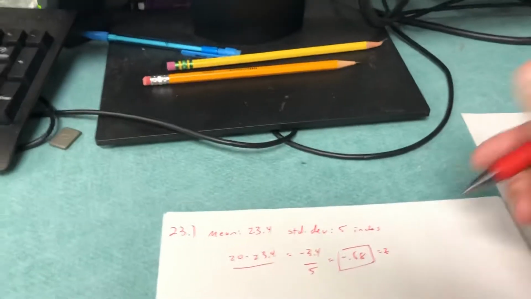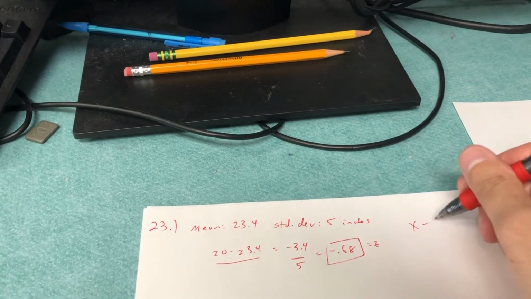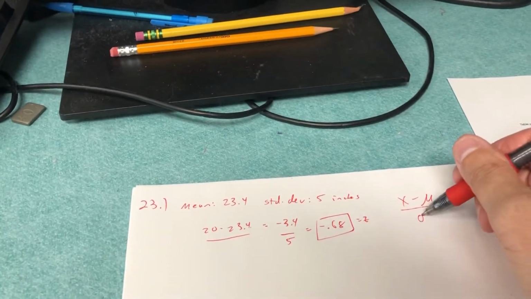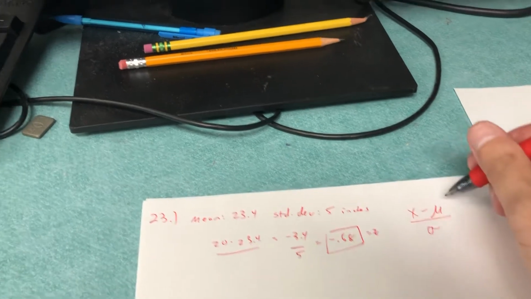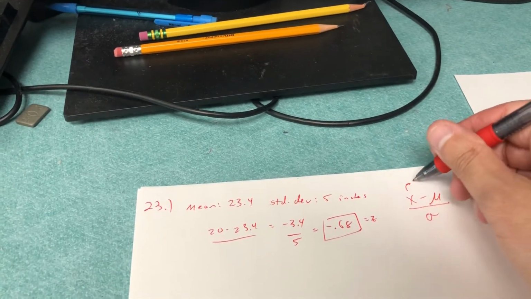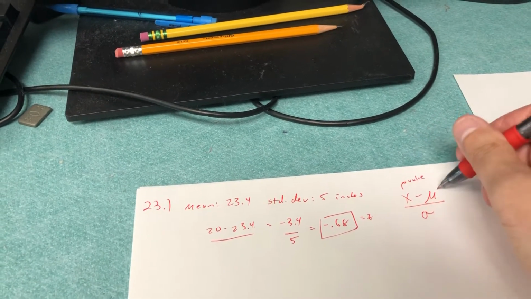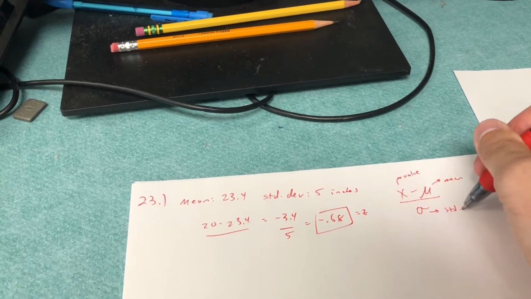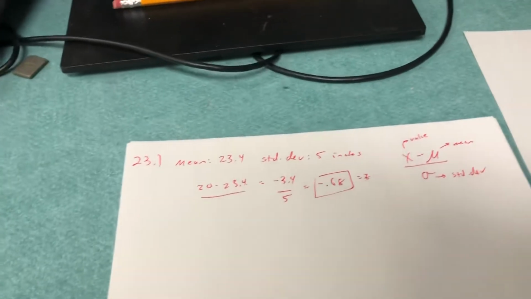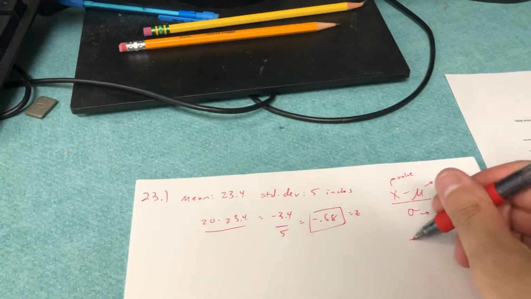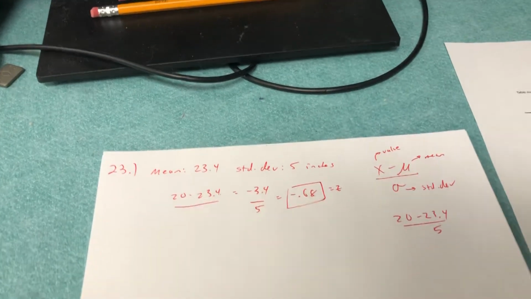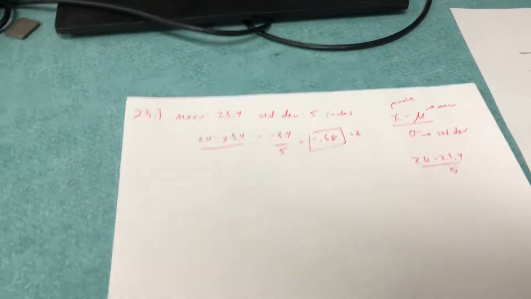If you like formulas, the formula says take your data value minus the mean, and a lot of times they'll use a mu for the mean, and divide by the standard deviation, which is a lowercase sigma. So if you're a formulas person, there you go. It'd be the same thing, right? It would be 20 minus 23.4 divided by 5, just a little different way of thinking about it. All right, so that's part D.